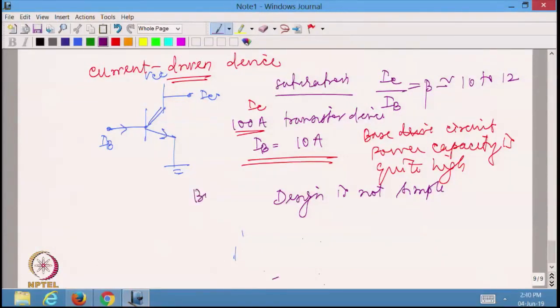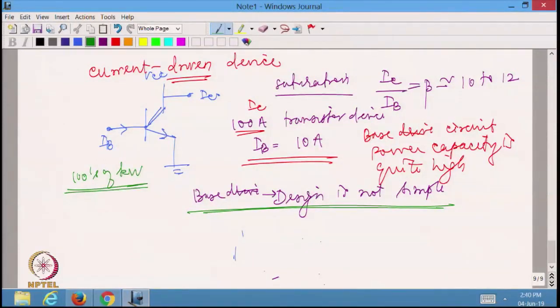Because the base drive design is not simple, not much research has taken place in the transistor. That is why the ratings are still limited. You have transistor ratings only of the order of hundreds of kilowatt at the most, nothing more than that. Whereas in thyristor, I had already told you that almost 30 megawatt one single SCR can handle, whereas hundreds of kilowatt is all one particular BJT can handle. It is not really good in terms of the power capacity.